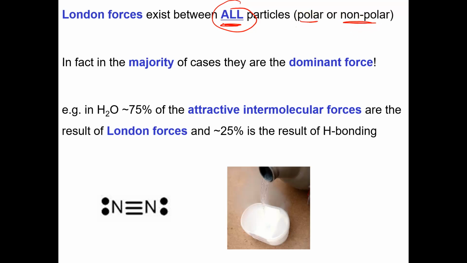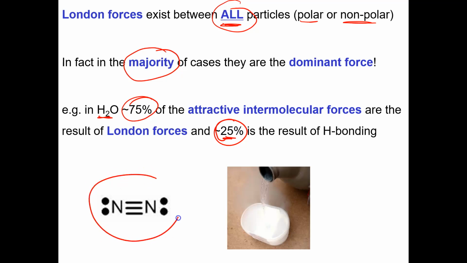And it's kind of interesting. Often they are the majority of the forces between particles, or they are the dominant force between particles. So, for example, in a sample of water, about 75% of the attractive forces between water molecules are London forces, and hydrogen bonding just accounts for the extra 25% that makes water particularly special.